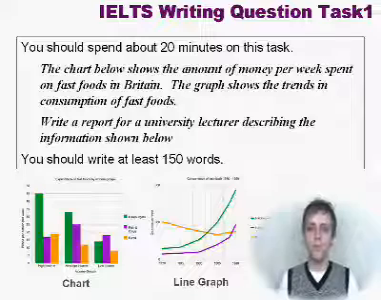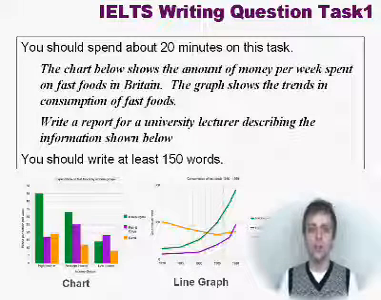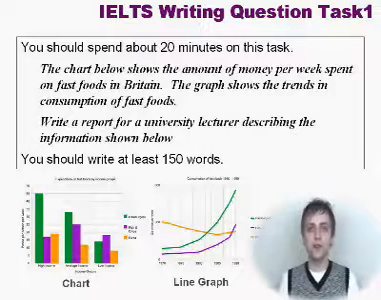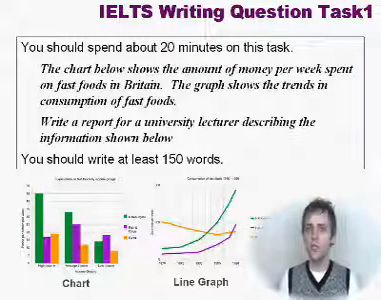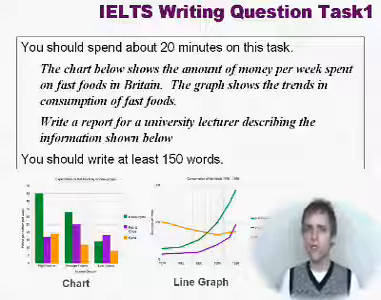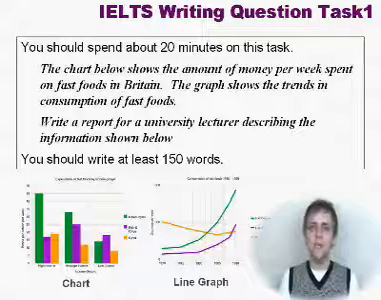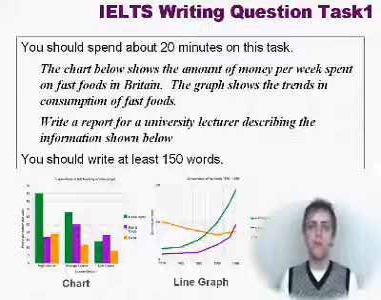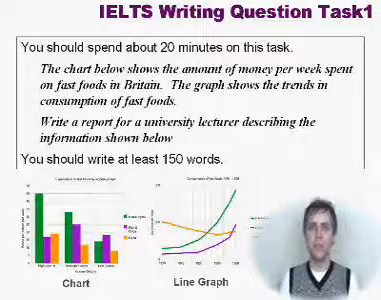The chart below shows the amount of money spent per week on fast foods in Britain. The graph shows the trends in consumption of fast foods. Trends in consumption, what does that mean? Well, it's basically describing how much of these fast foods British people eat on average every week.